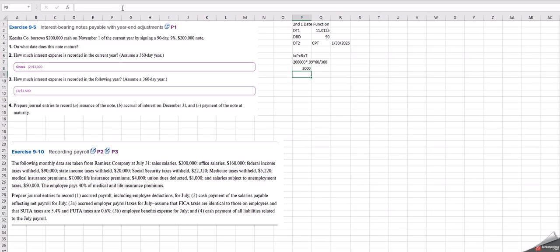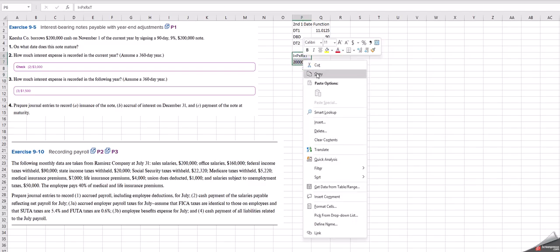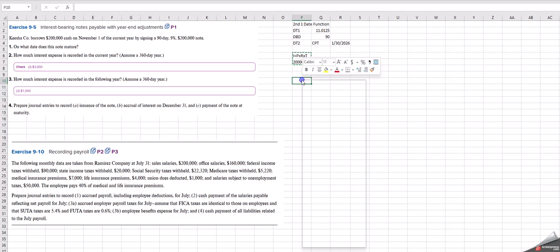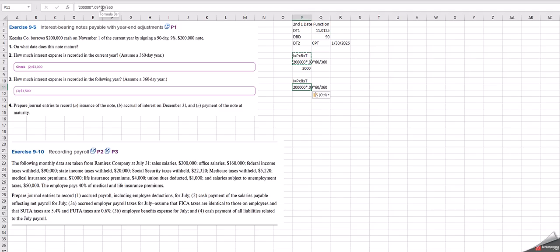Okay, so that's how much interest would be recorded in the current year. Then I'm going to do the same thing now, but for the whole period. So the whole period is 90 days. If we come to that formula and we take 90 days, that gives us 4,500. So then that's the total.